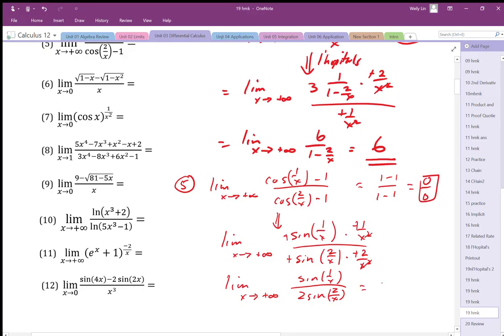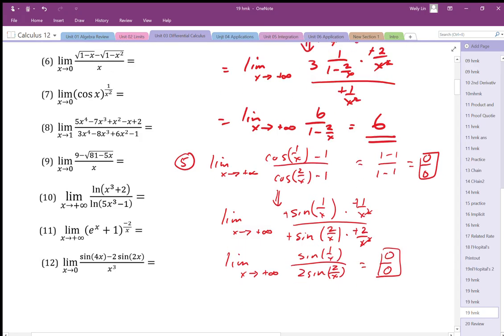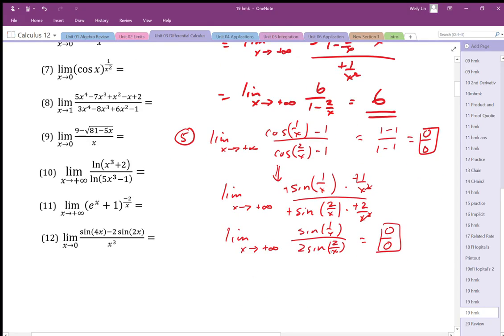Okay, plugging that in, I get 0. Sine 0 is 0. Infinity in there becomes sine 0 again. So I get 0 over 0, so it gives me the indeterminate form. That means I apply L'Hopital's one more time.